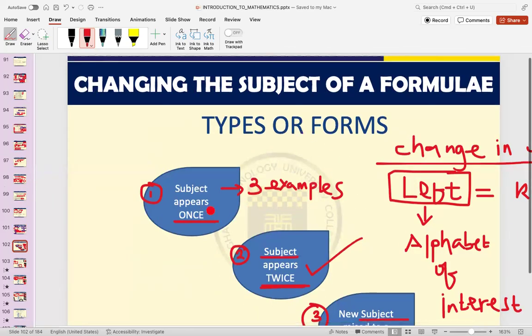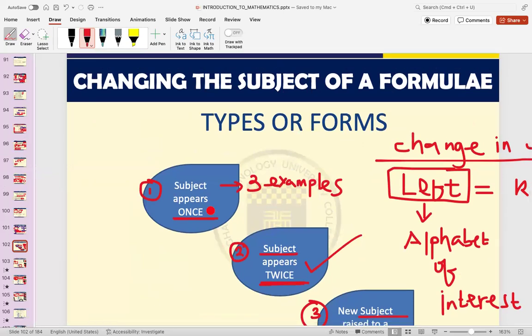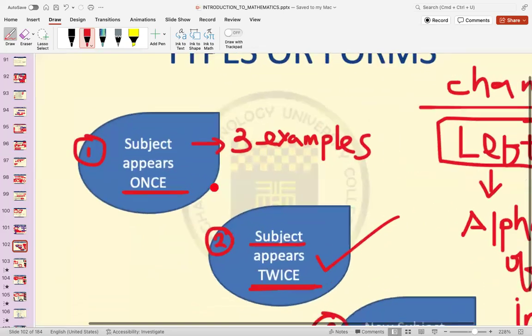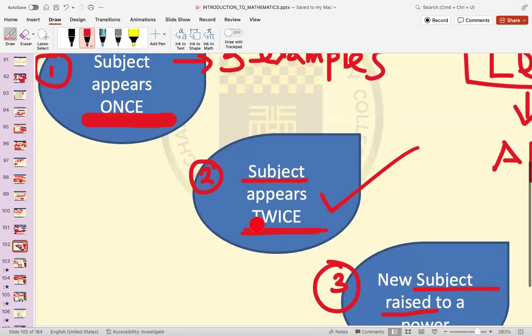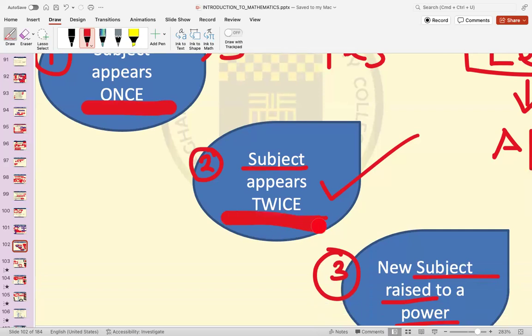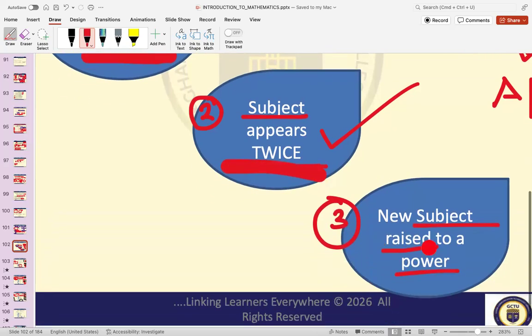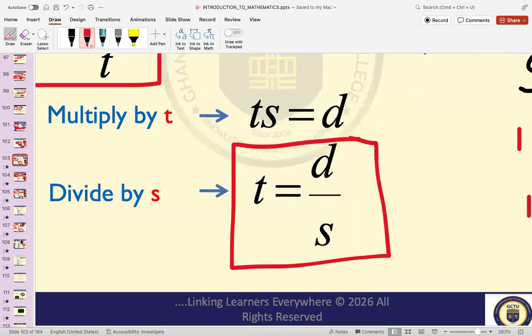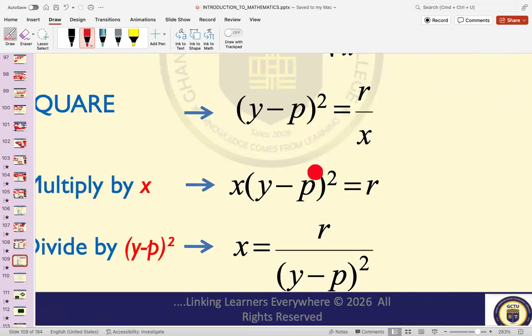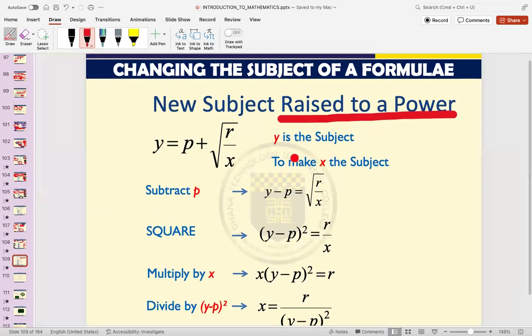Now, when we started, we said the change of subject has 3 types or 3 forms. The first form is when the subject or the letter of interest is appearing once. The second form is when it is appearing twice. And the last form is when the subject is raised to a certain power. That is where we are now. Let's see how we can deal with such situations and how to handle them at the end of the day. This is our first example.